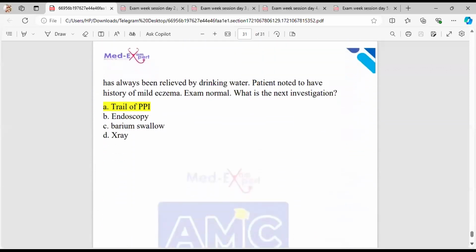Okay, no, there again is the same question. It is always relieved by drinking water. Patient noted to have history of mild eczema. So, what's the next investigation? Your trial of the PPI.